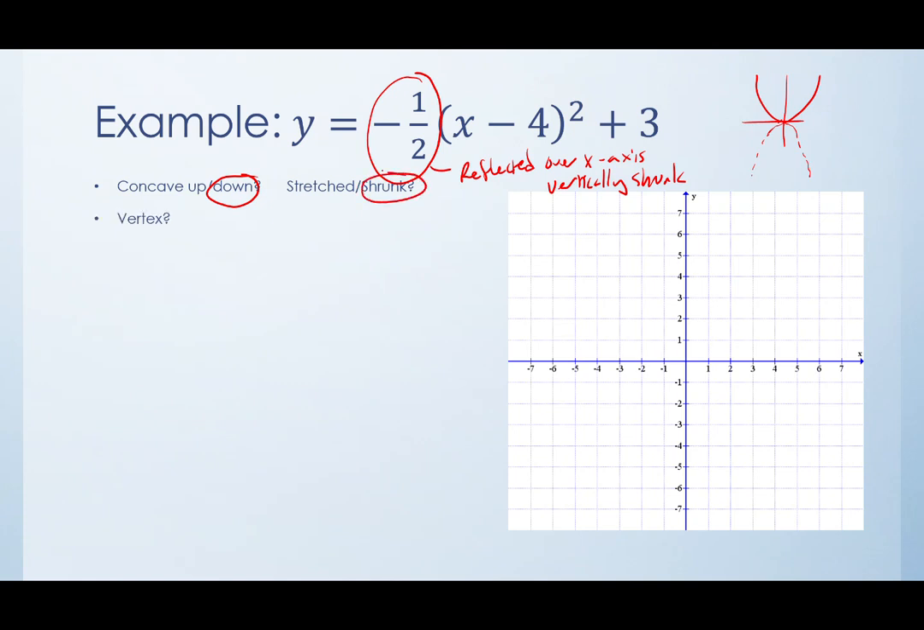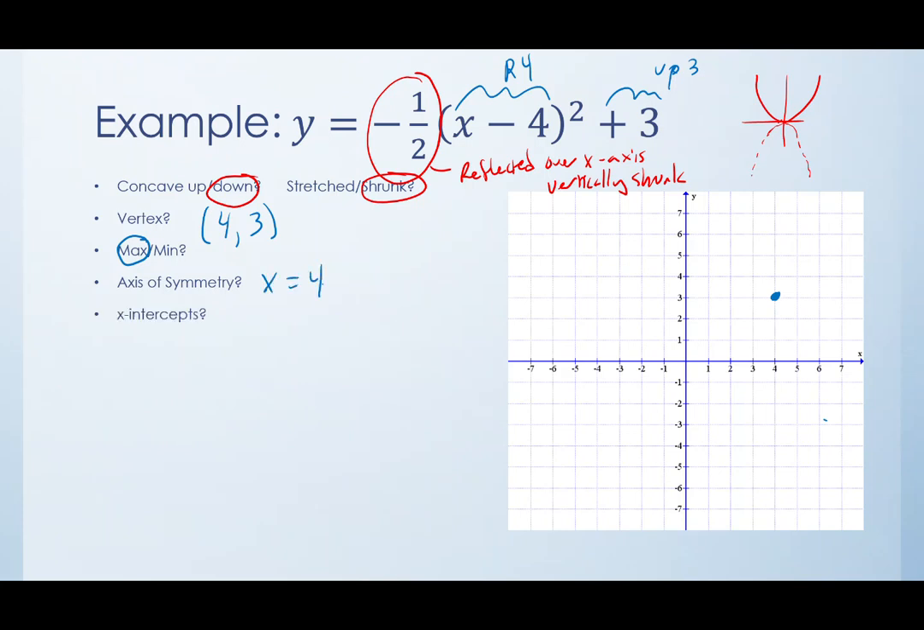Our vertex, where is that? Well, we know we have a horizontal shift, right? We are going right 4 and we are going up 3. So we're starting at (0, 0), going 4 to the right, up 3. So our new vertex is going to be at (4, 3). That is going to be a maximum because we know it's opening down. It's concave down because it's been reflected. And our axis of symmetry has to go through that vertex, so it's got to be x equals 4.